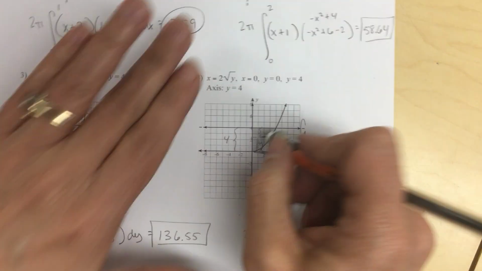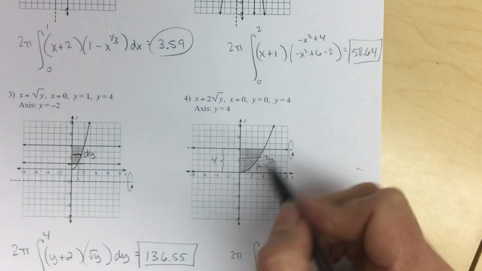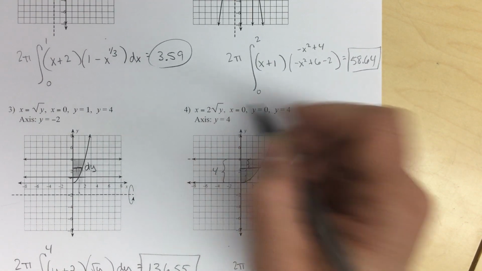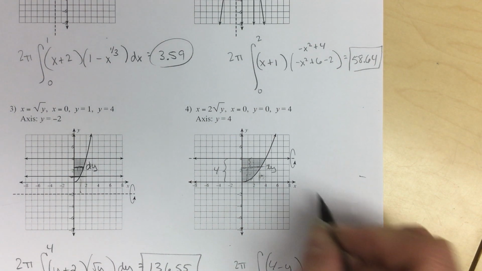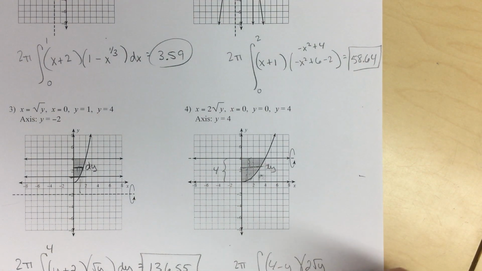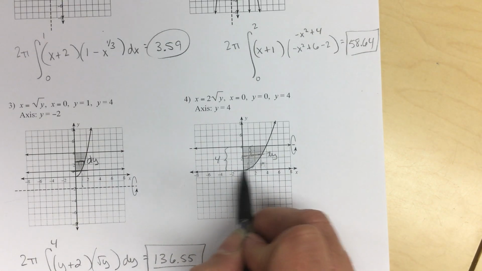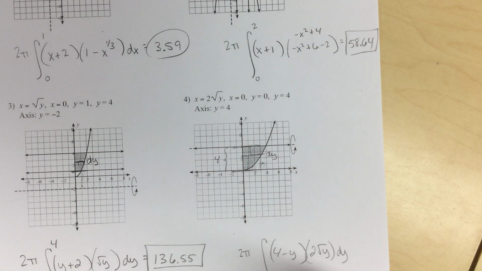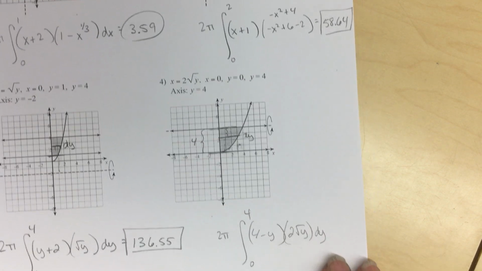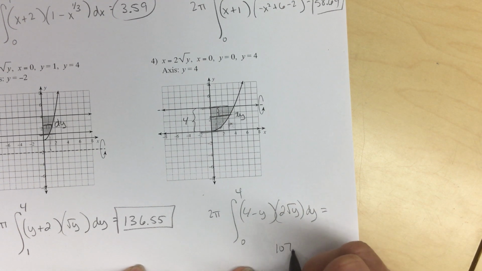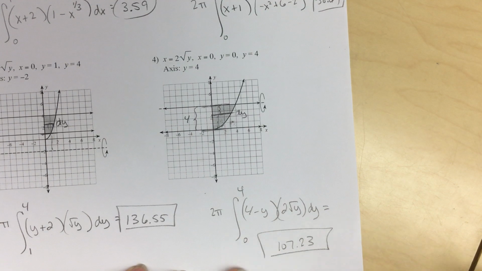Then the length of the sliver is right side minus left side. So the right side is the curve, which is 2 radical y, and then the left side is 0. So it's just 2 radical y dy. Then I go from the bottom to the top, so I'm going to go from 0 to 4. And so if you put that in your calculator, you will get 107.23 if it gives you a decimal. If you can get a fraction, it's 512 pi over 15.